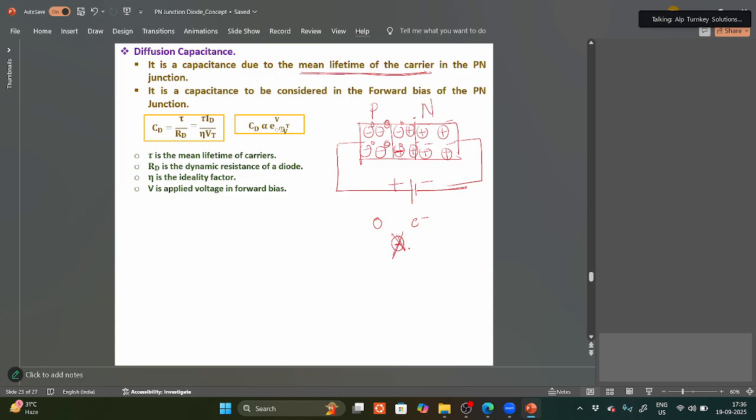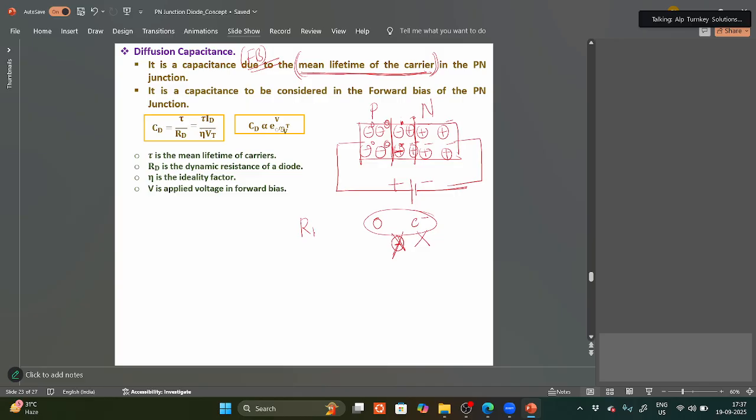After recombination they will disappear. After disappearing only, you are getting, under no bias condition, the depletion layer with immobile charge carriers, negative ions and positive ions. So diffusion capacitance is there in which bias? Forward bias. It depends on the mean lifetime of the carrier, as long as the electron and hole are available. So what is CD? CD equals tau by RD.